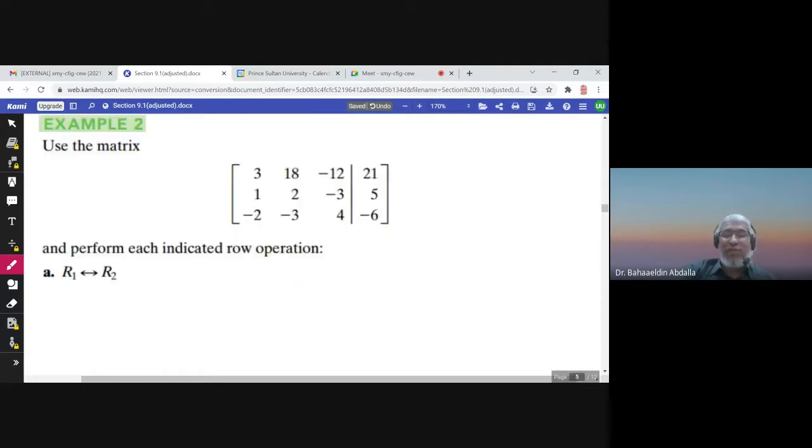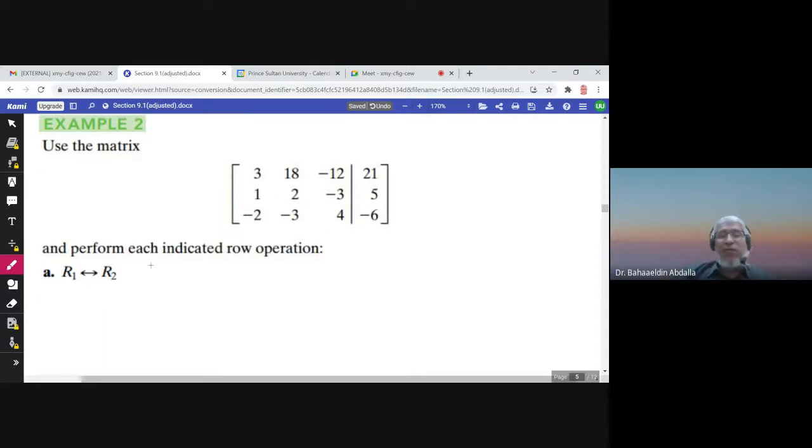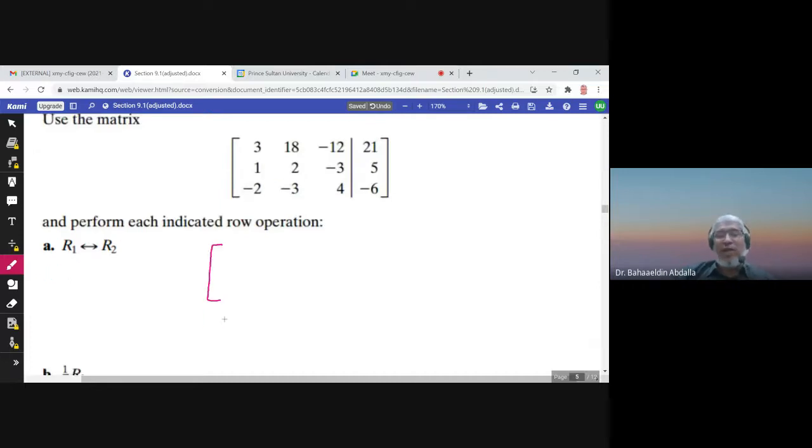Let me give you an example. Let us solve this example first. Perform this operation. What does this operation say? Interchange row 1 and row 2. So I will write the matrix again, but row 2, I write it first, and row 1, I write it second. Row 3, there is no change. So I performed this row operation. I interchanged row 1 and row 2.